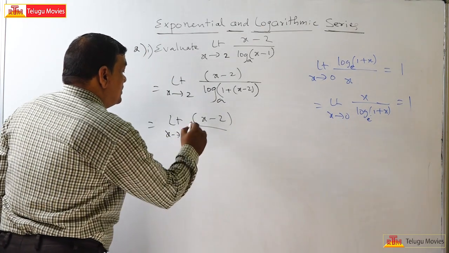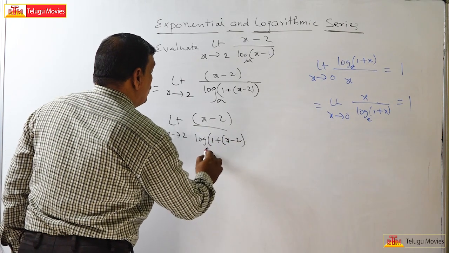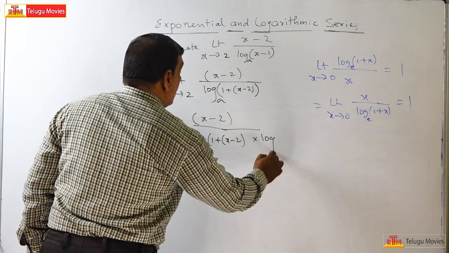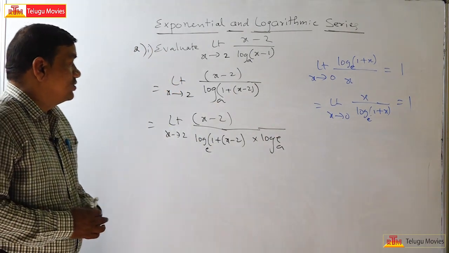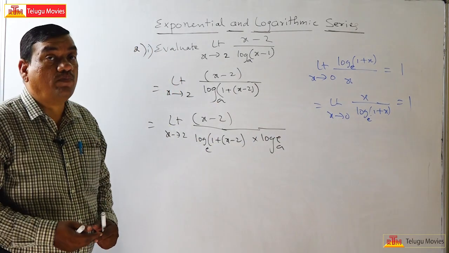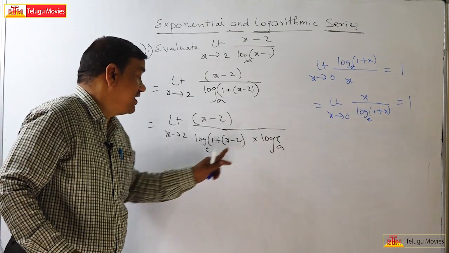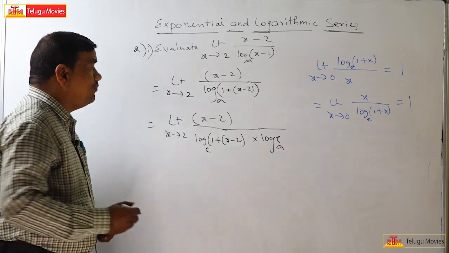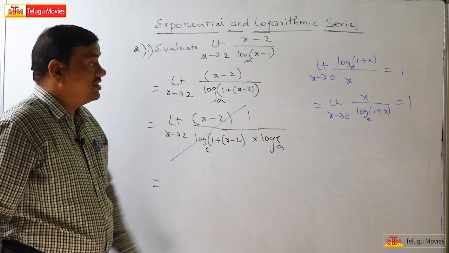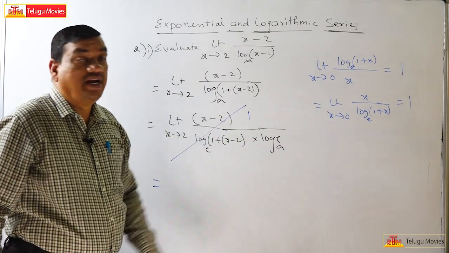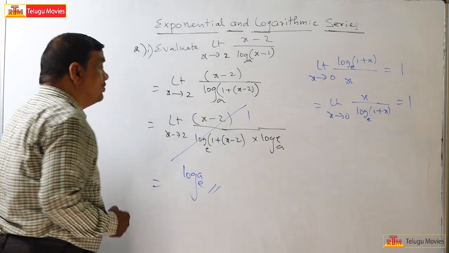Now, this can be written as log of 1 plus x minus 2 to the base e into log e to the base a. We know the change of base of logarithm. So here e is there. Up to here the answer is equal to 1. So 1 by log e to the base e, the answer is log a to the base e is the correct answer.